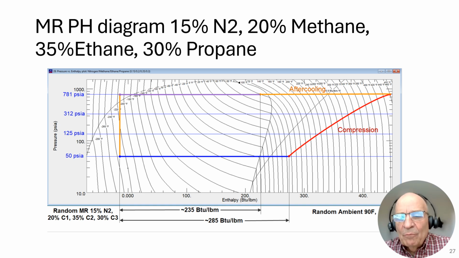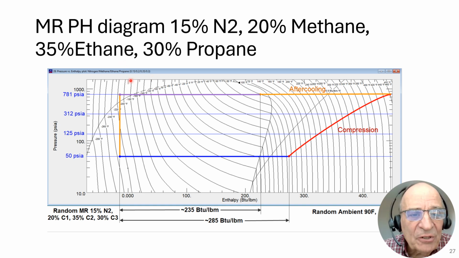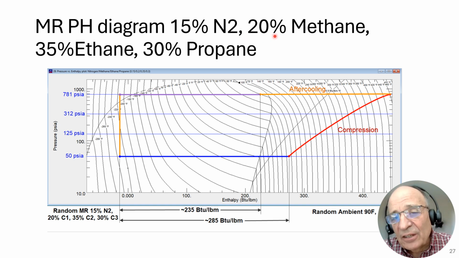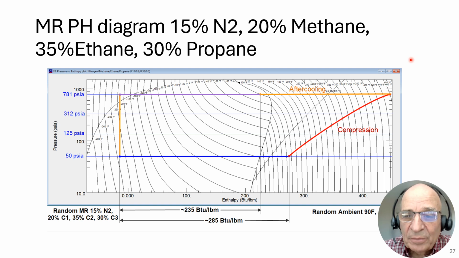Before we add multiple stages of compression, let's just take a look at a pH diagram. And this one happens to be in molar percent, not mass percent. You can know that with this program because it's showing decimal points here rather than whole numbers. So this one happens to be 15 molar percent. Another way to say molar percent would be volume percent of nitrogen, 20 molar percent of methane, 35 molar percent of ethane, 30% of propane, and that's molar percent.